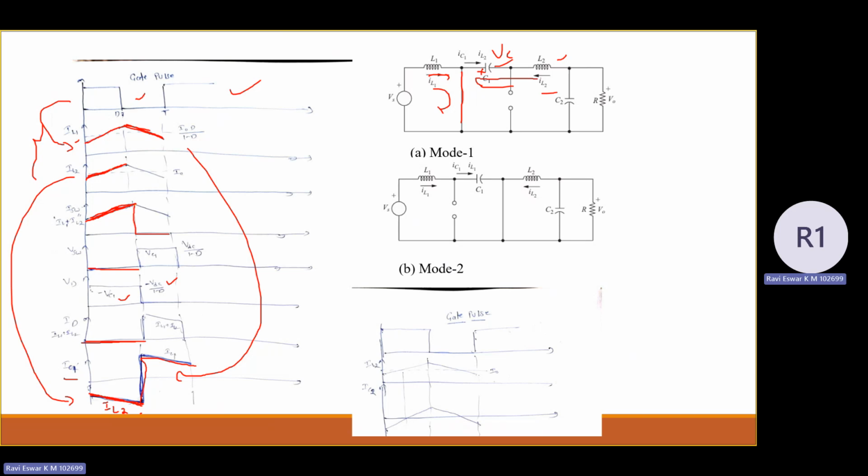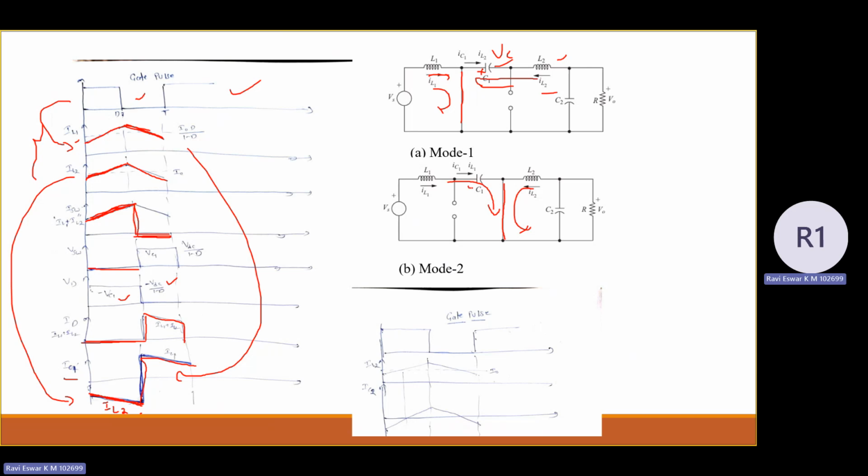What about IL2? IL2 is also in discharging state. Through which device? Through the diode. The diode comes into conduction in mode 2, so the IL2 current flows in the diode. You can draw the diode current in the same manner as IL2, and interestingly IL1 also flows in the diode, so it is the sum of IL1 plus IL2. What about the switch current? When the switch is turned off, the switch current becomes 0. And what is the voltage across the switch? The voltage across the switch is going to be VC1.